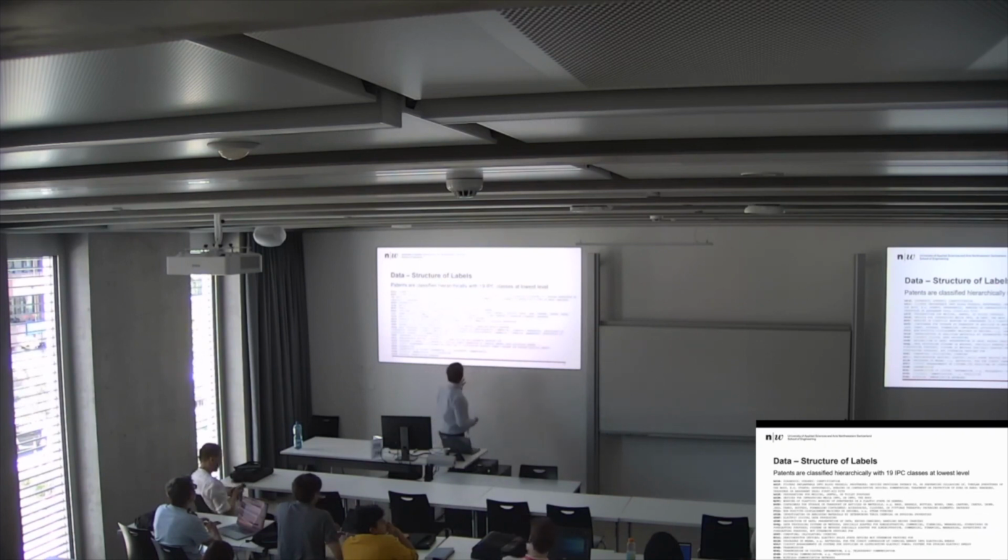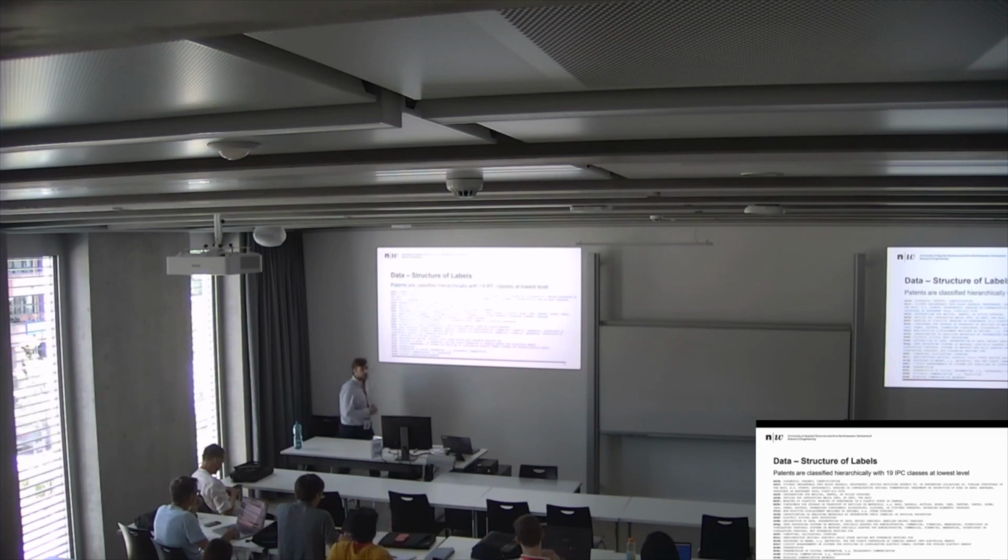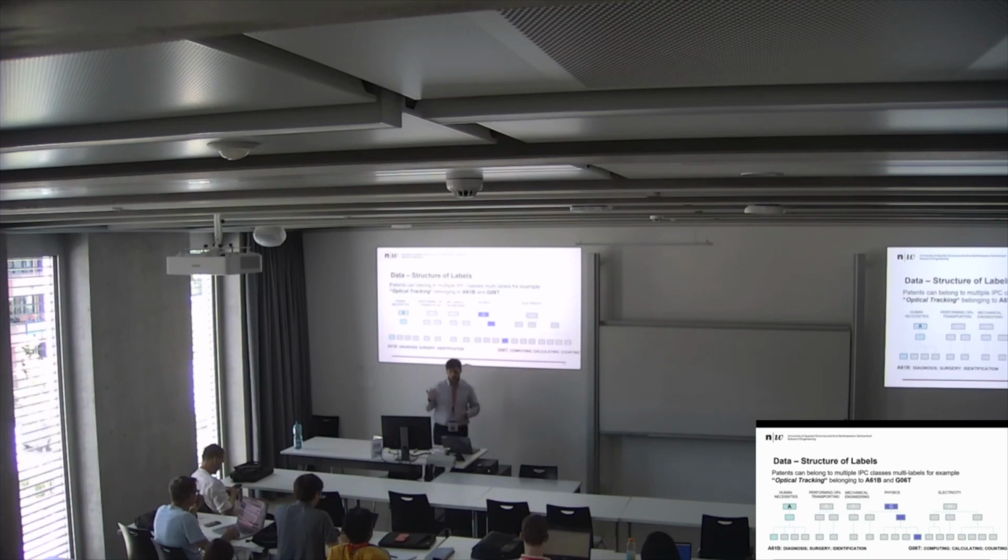So these are the 90 classes. They are quite different sometimes, however overlapping. So we have here transmission of digital information, communication in different forms, lots of electrical and data processing classes. So for this patent, optical tracking, you have two labels in very different branches. One is diagnosis, surgery, identification, the other computing, calculating, counting.